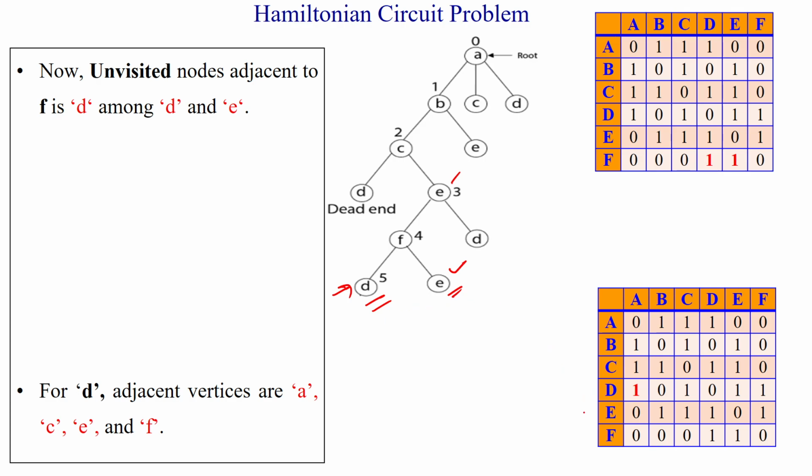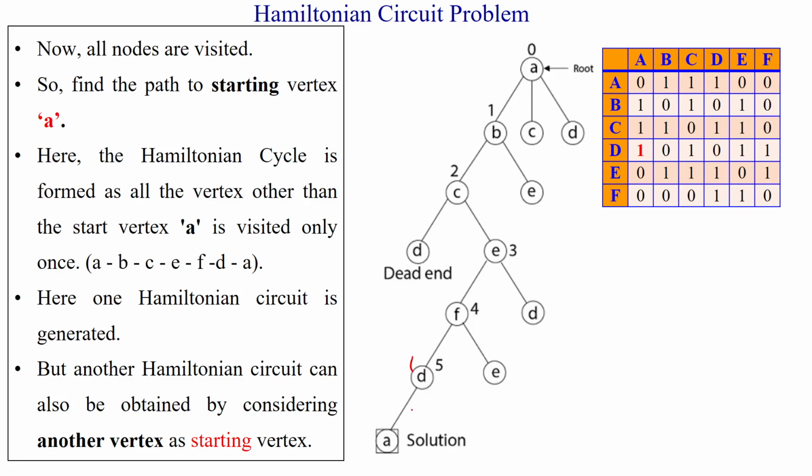So from D, now we have only one possibility, four possibilities are there. Among the four possibilities, C is already visited, E already visited, and F is visited. So now the one possibility is A. So from D you can go to A. So from D you are going to A. So now you look at that, all the vertices are visited: A, B, C, E, F, D. All vertices are visited.